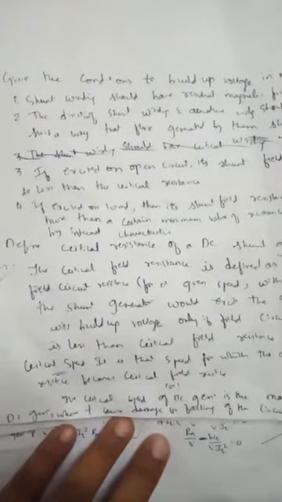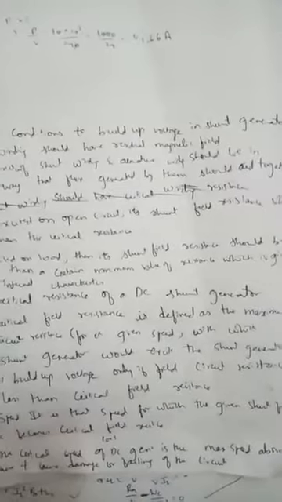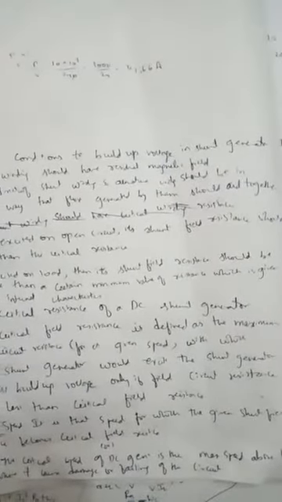Next is, give the conditions to build up voltage in a shunt generator. So first one is, shunt winding should have residual magnetic field. Second one is, direction of shunt winding and armature winding should be in such a way that flux generated by them should aid together, and if on open circuit, shunt field resistance should be less than critical resistance. If excited on load, then its shunt field resistance should be more than a certain minimum value of resistance, which is given by the internal characteristics.